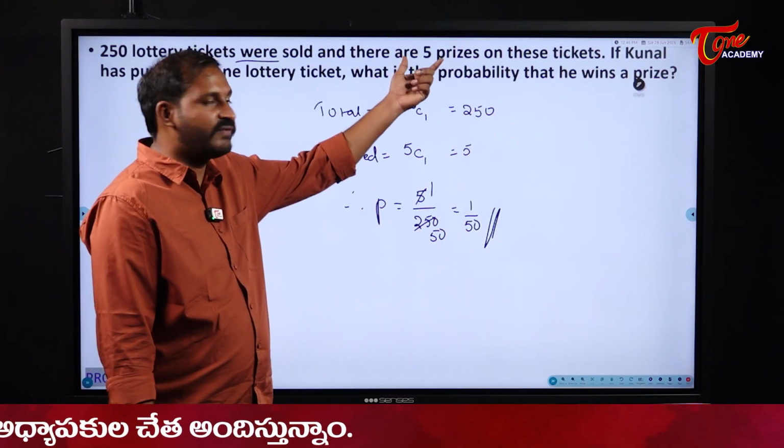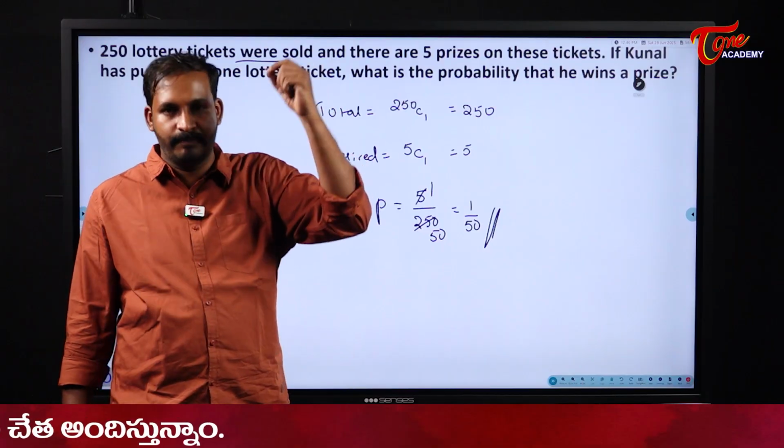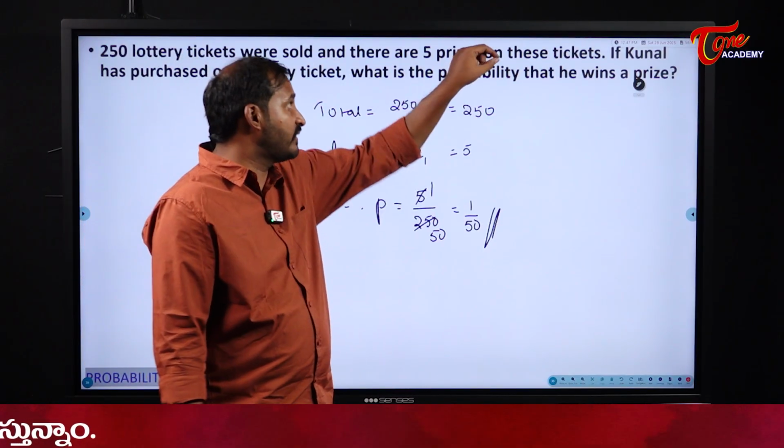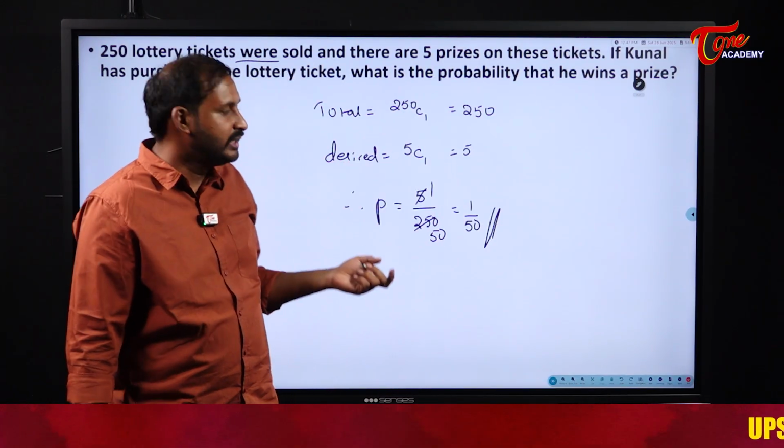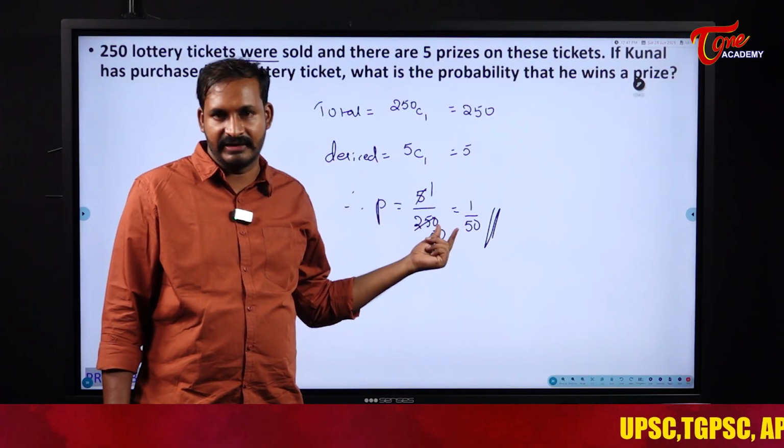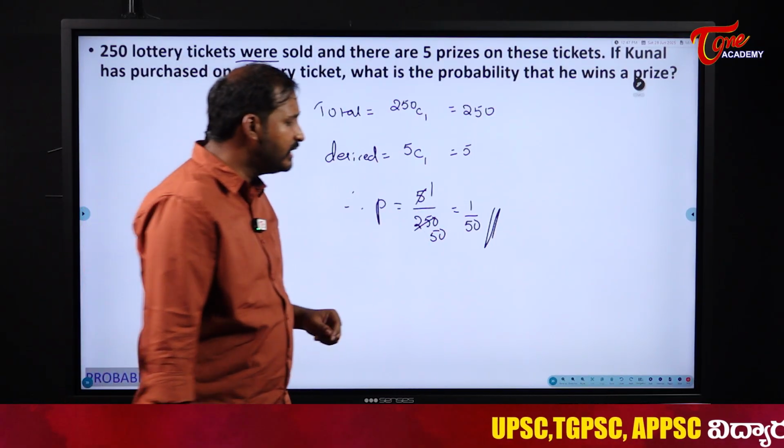Because we have only 5 prizes, if the purchased ticket is from these 5, definitely he will win. That is the reason 5C1 is his desired one here. Okay. Next one.